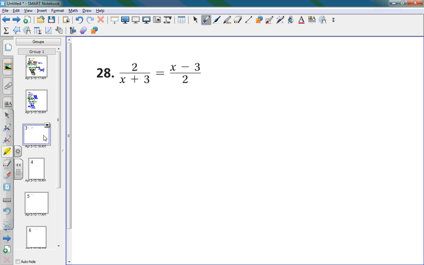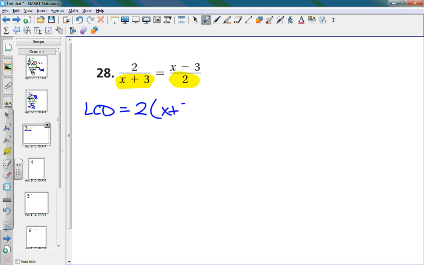Now, what do we do here? Denominator, denominator. What's my LCD? But there's a denominator in the top. That's okay. Do I care about the top? I care about the bottom. So what is my LCD?